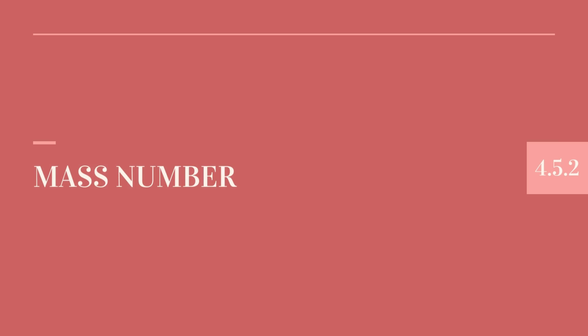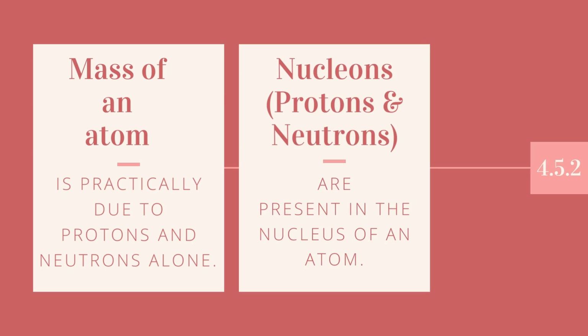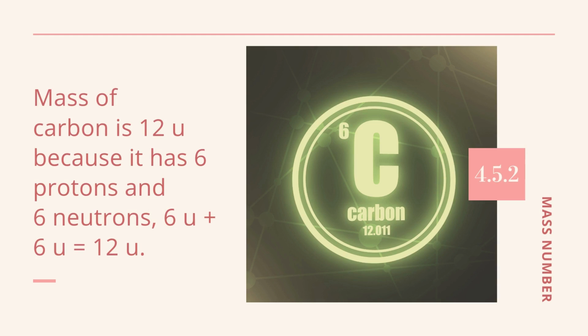Mass number. After studying the properties of the subatomic particles of an atom, we can conclude that the mass of an atom is practically due to protons and neutrons alone. These are present in the nucleus of an atom. Hence, protons and neutrons are also called nucleons. Therefore, the mass of an atom resides in its nucleus. For example, the mass of carbon is 12 U because it has 6 protons and 6 neutrons.